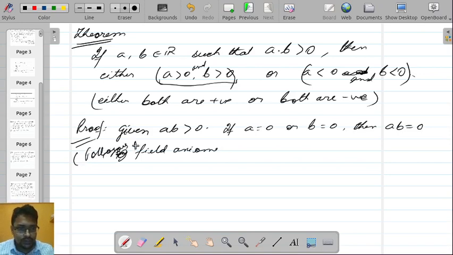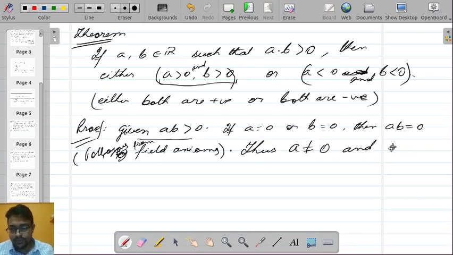We have already done this. It follows from the field axioms: 0 multiplied with any real number is 0. So if A equal to 0 or B equal to 0, then AB equal to 0. Thus, we are given that AB is positive, so A and B cannot be 0. So A is not equal to 0 and B is not equal to 0. A and B are both non-zero.